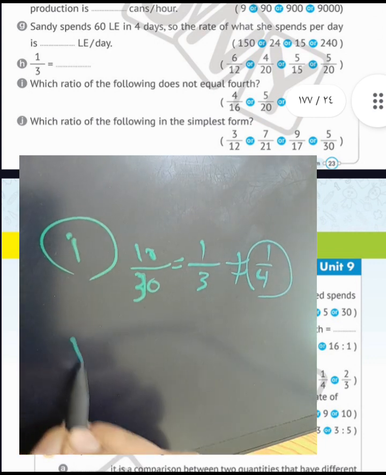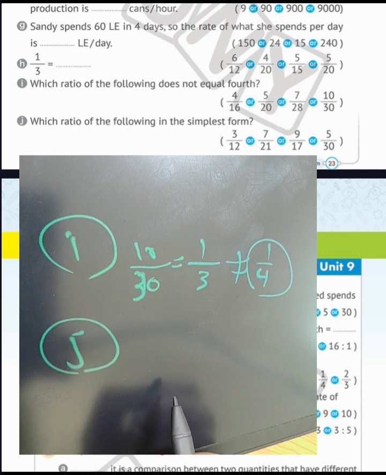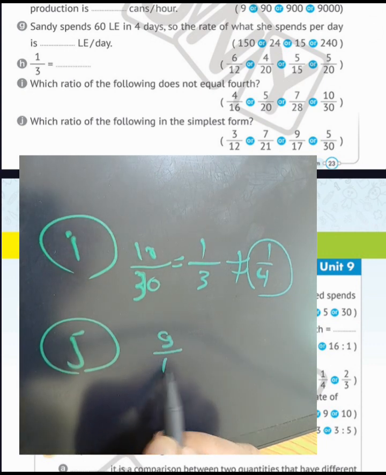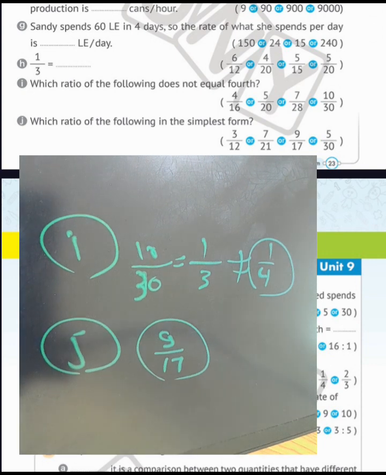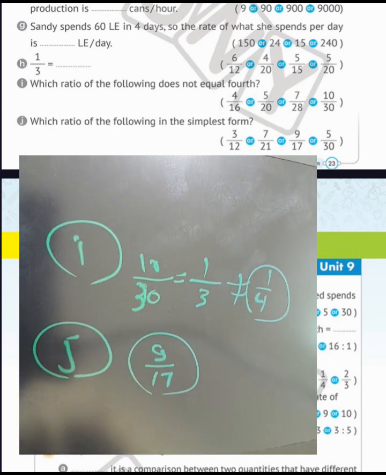Question letter G. Which ratio of the following is in the simplest form? We have 9/17. It's in simplest form because the highest common factor between the two numbers equals 1. Understood? Okay.